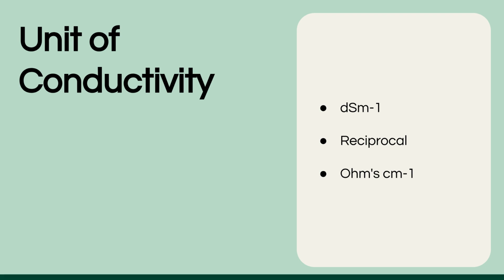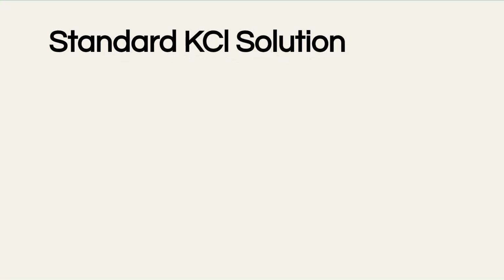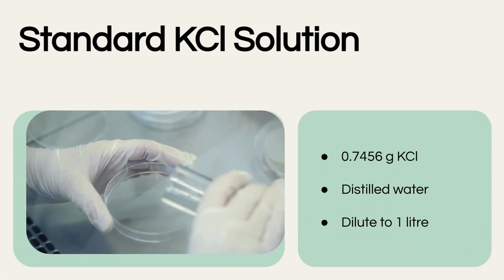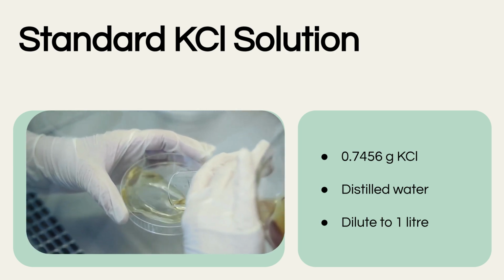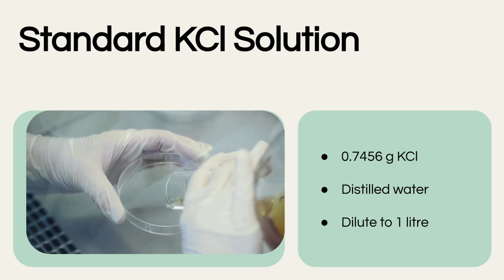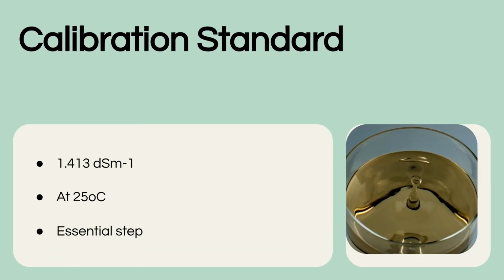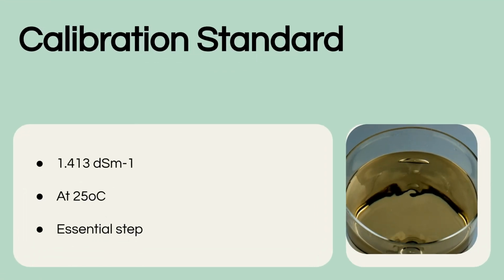The standard unit of conductivity we use is decisiemens per meter, or dS m-1, which is the reciprocal of resistance measured in ohm centimeter inverse. Before we measure the soil sample, we must prepare the necessary reagents and calibrate our EC meter. We prepare the standard 0.01 molar potassium chloride solution by dissolving 0.7456 grams of oven-dried KCl in distilled water and diluting it to 1 liter. This specific 0.01 molar KCl solution provides an electrical conductivity of 1.413 dS m-1 at 25 degrees Celsius. This value is critical for instrument calibration.